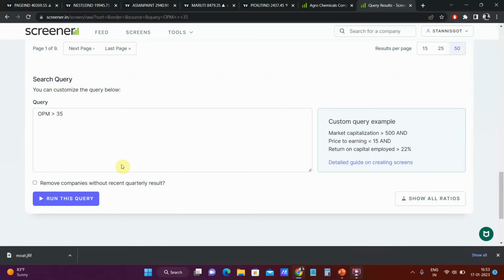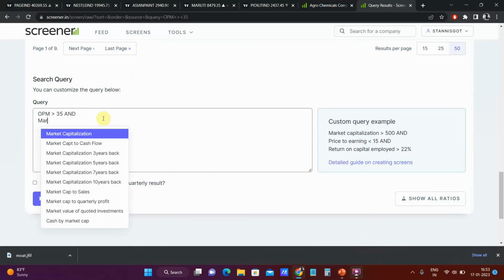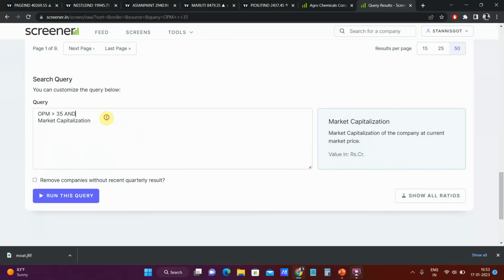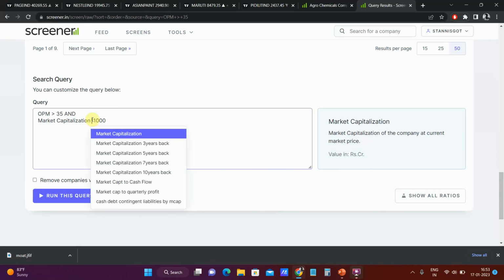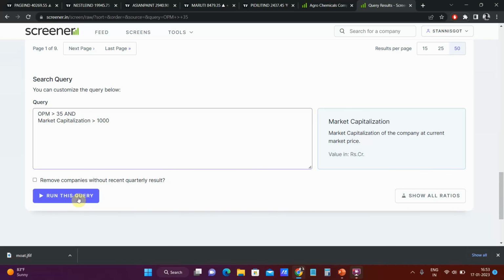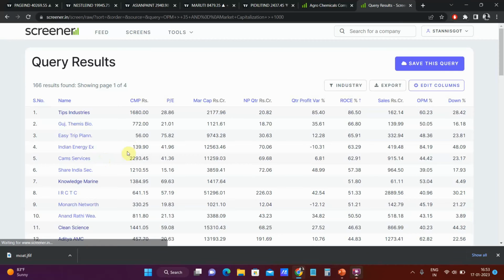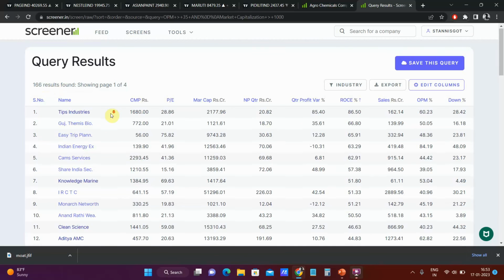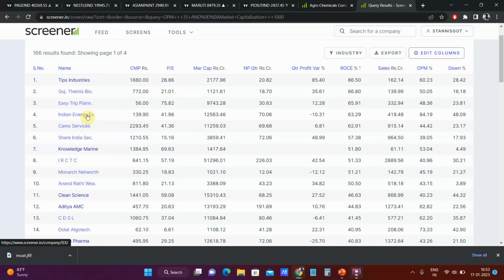In that, we don't want companies which are micro caps, right? So I'll go to the next one and say market capitalization greater than 1,000 crores, right? If you do that, you'll get all your small and mid cap companies, even large cap companies, which have this moat. So now 166 companies. If you go through it, like IEX, it is the only one. Like Tips we were talking about, right? And then you have IRCTC.